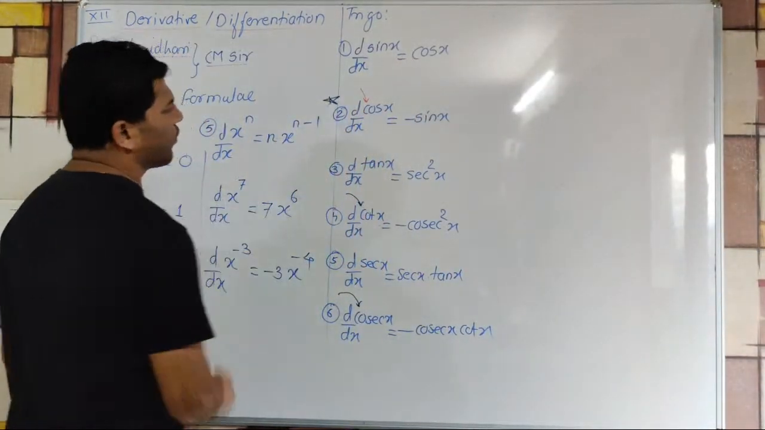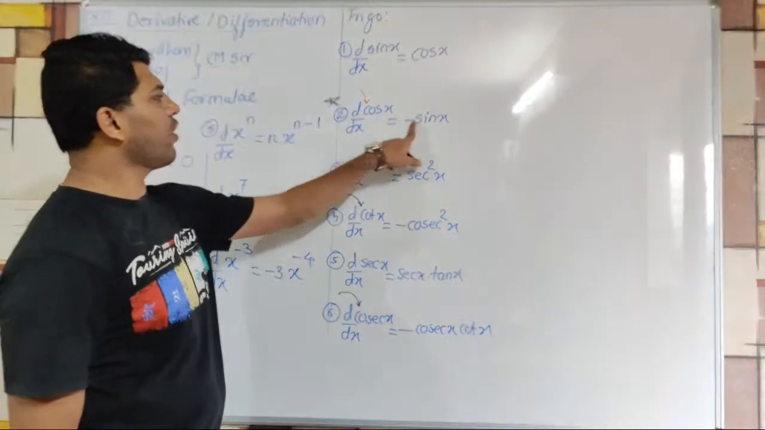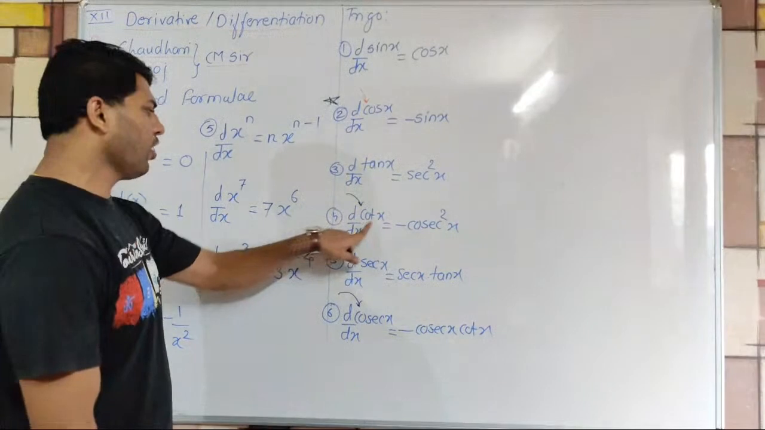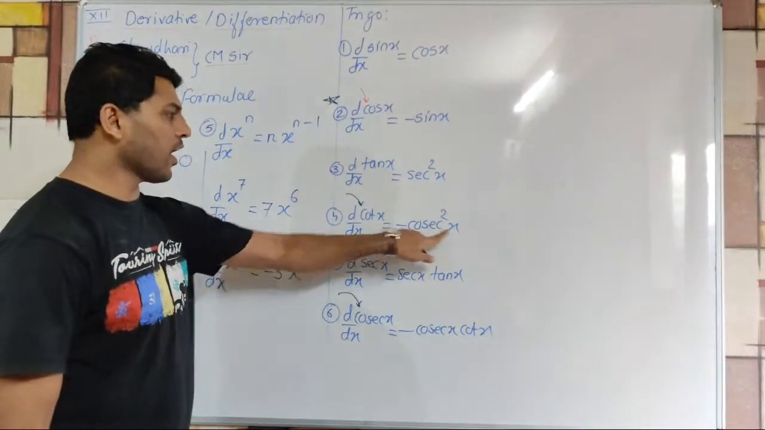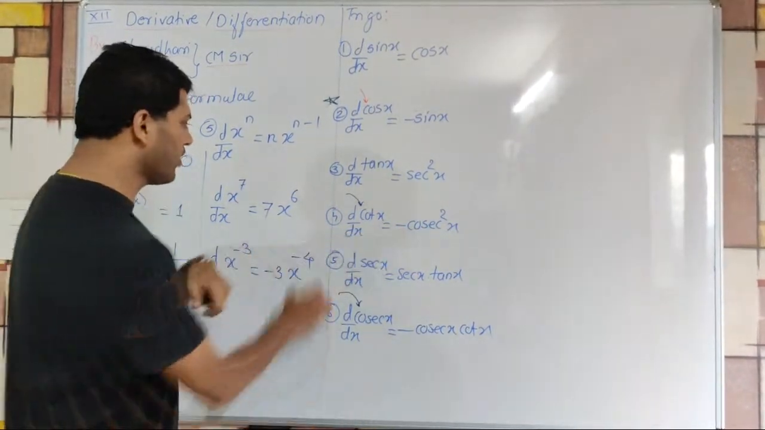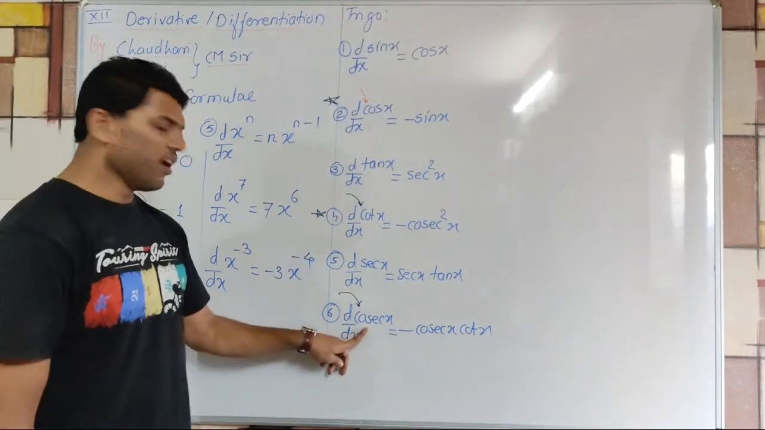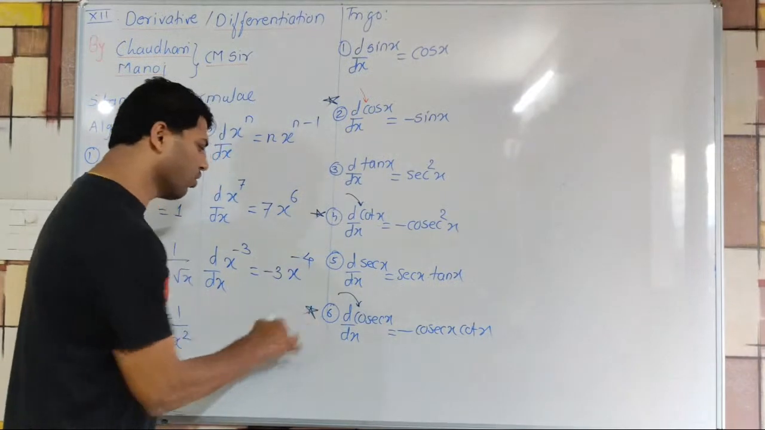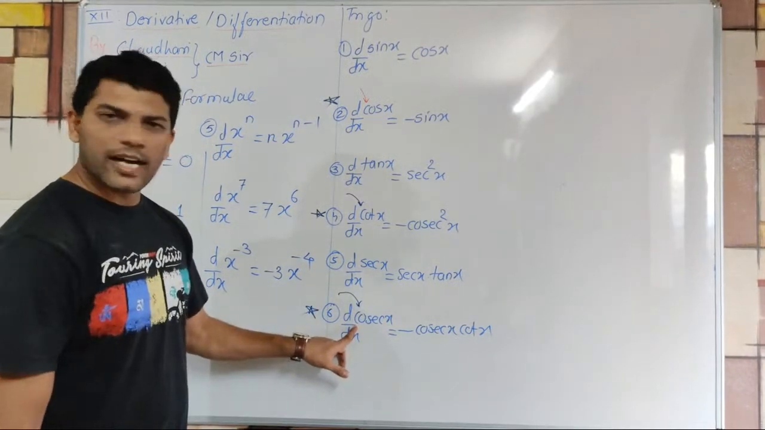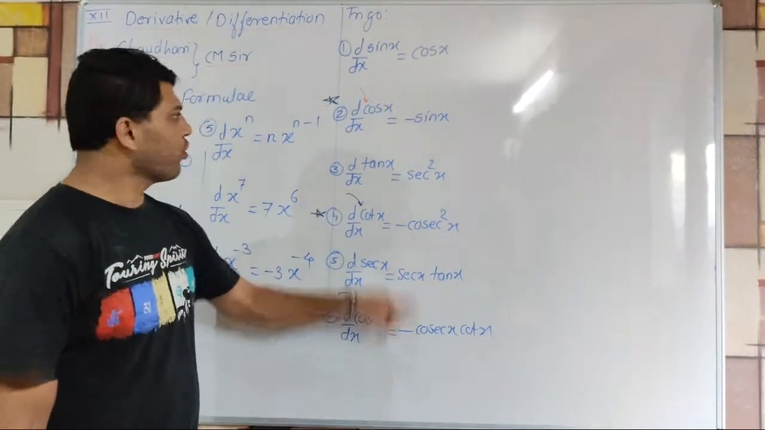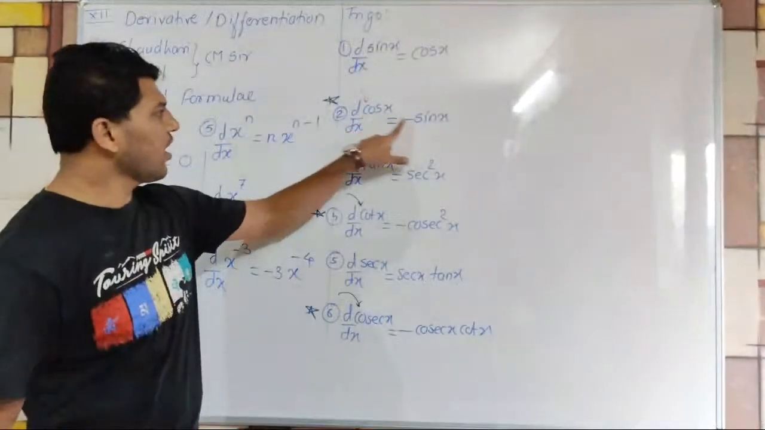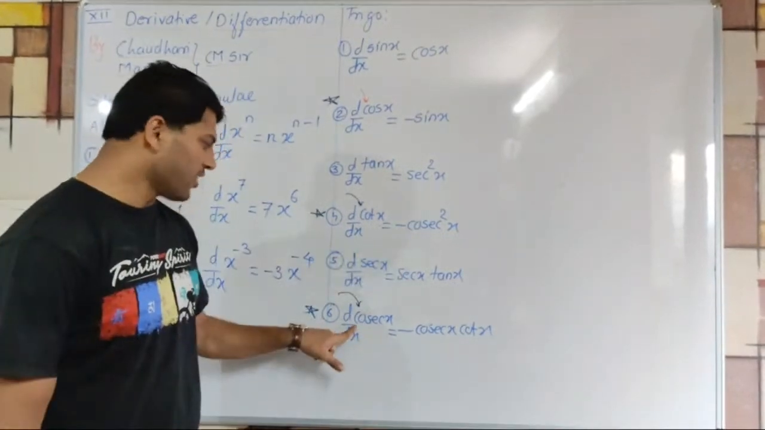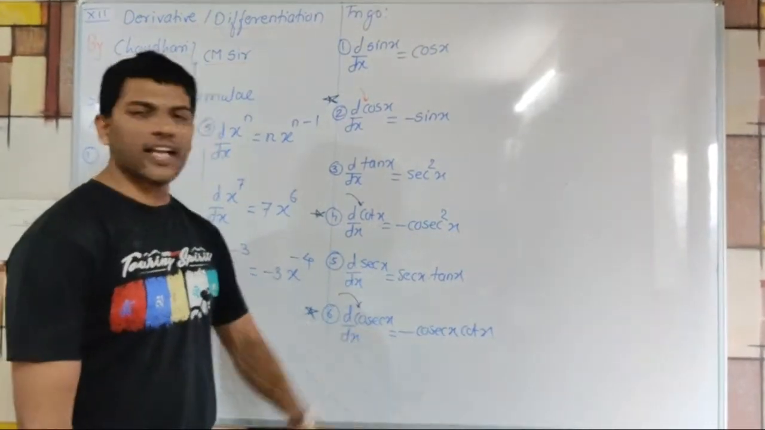I am talking about formula number 2, the derivative of cos x, and it is negative. Formula number 4, derivative of cot x, is minus cosec square x, so minus is involved here. And the derivative of cosec x is minus cosec x cot x. So here also it starts with c and the answer is negative. Cos starts with c, answer is negative. Cot starts with c, answer is negative. And cosec starts with c and answer is negative.